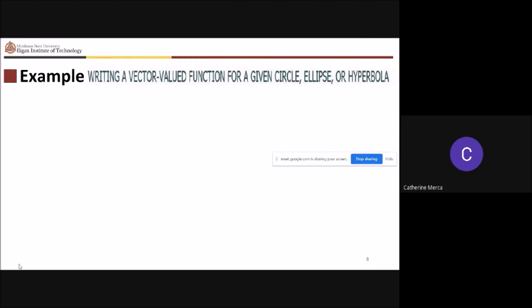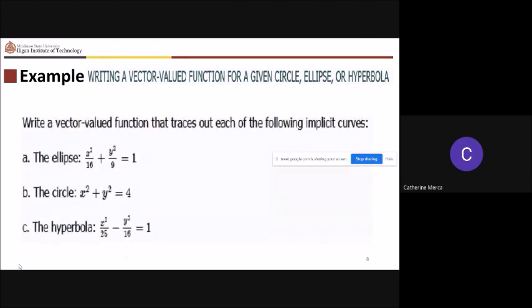It says: writing a vector valued function for a given circle, ellipse, or hyperbola. So you're asked now to write a vector valued function that traces out each of the following implicit curves. We already learned about quadratic surfaces, but this time we have the simple ellipse curve. Its equation can be rewritten as x squared over 16 plus y squared over 9 is equal to 1. There are three here that we have to write vector valued functions for.